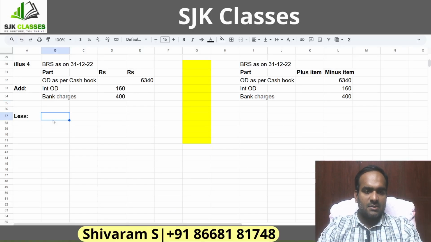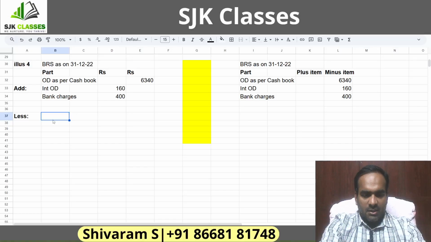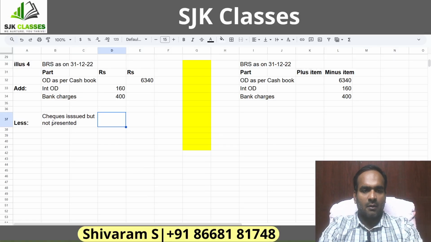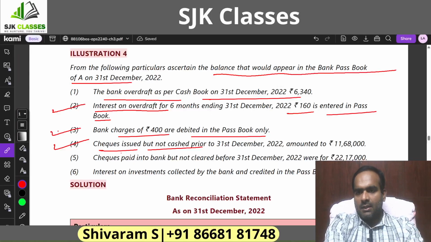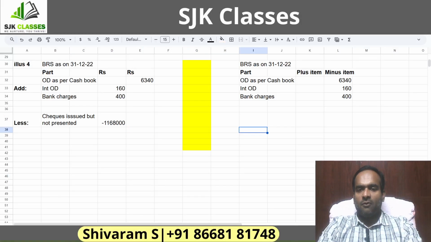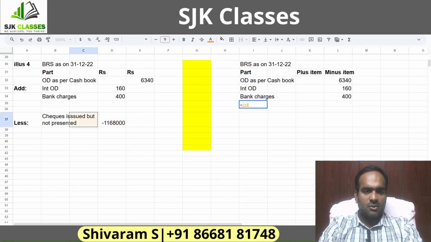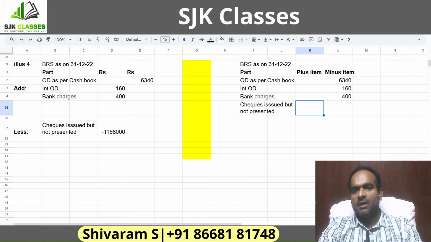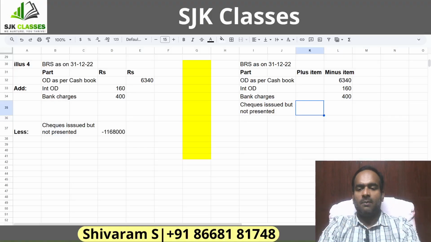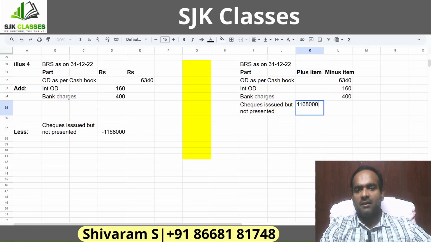In the less column, checks issued but not presented, and you will show the amount as negative. What is the value? The value is 11,68,000, right? So it's negative 11,68,000. And those who are following this approach, what you will do? Just copy the transaction, checks issued but not presented, and since it's a case of reduction in the hand movement, you will be showing it in the plus column. 11,68,000 will be entered in the positive column.